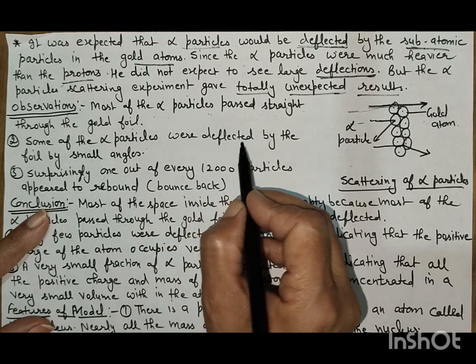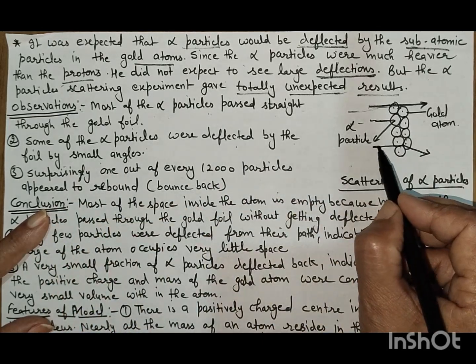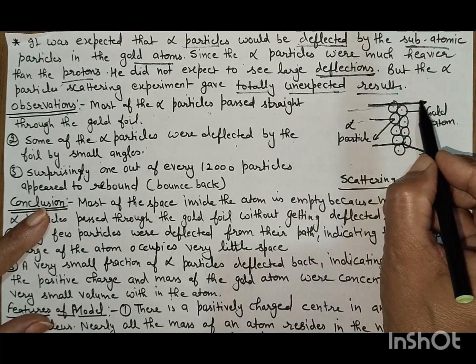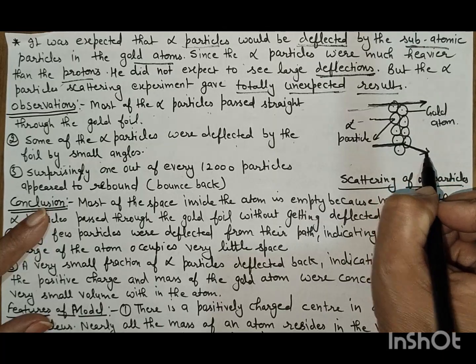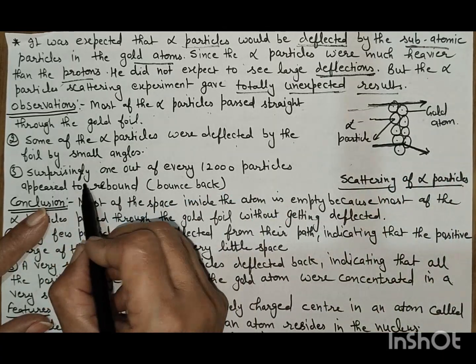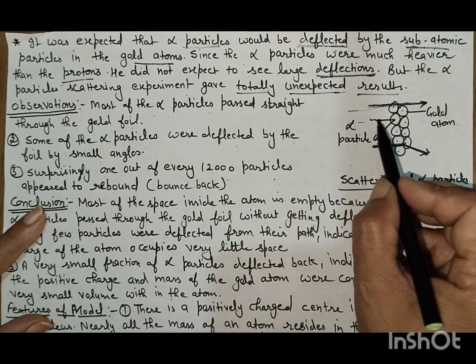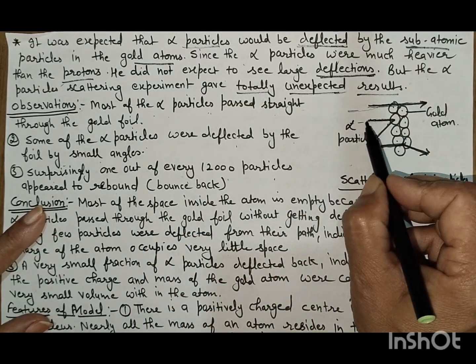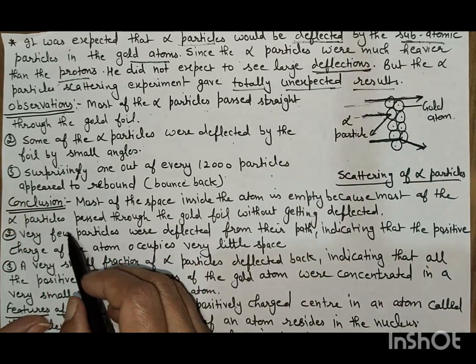Some of the alpha particle were deflected by the foil by a small angle. Some go straight, no change. Some show some deflection. Surprisingly, 1 out of every 12,000 particles appear to be rebound, and a very small amount rebound in the same direction or at a small angle.